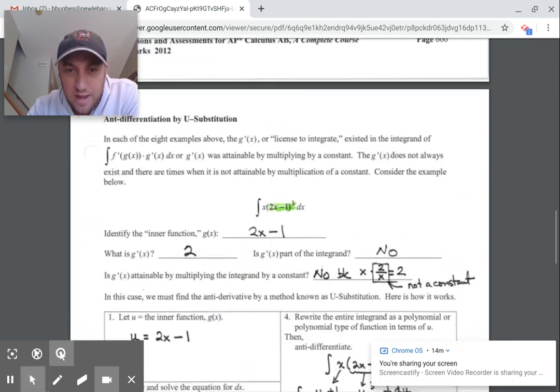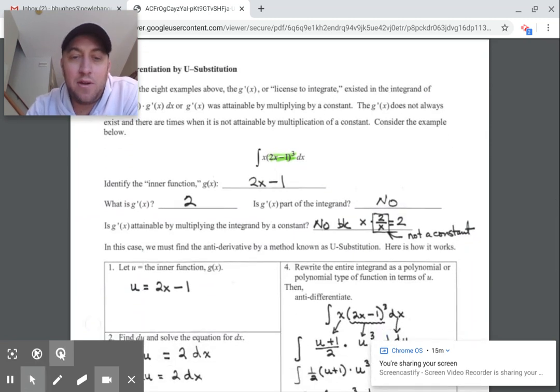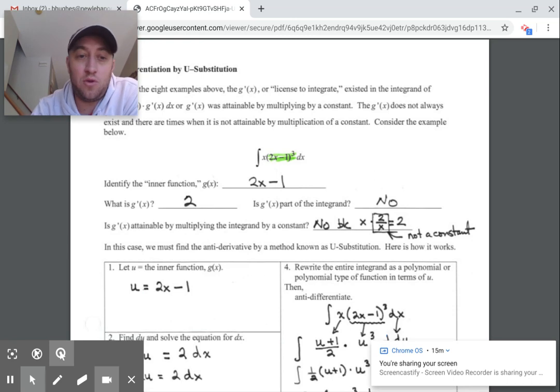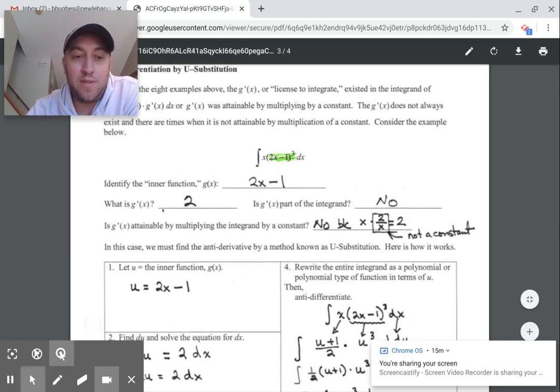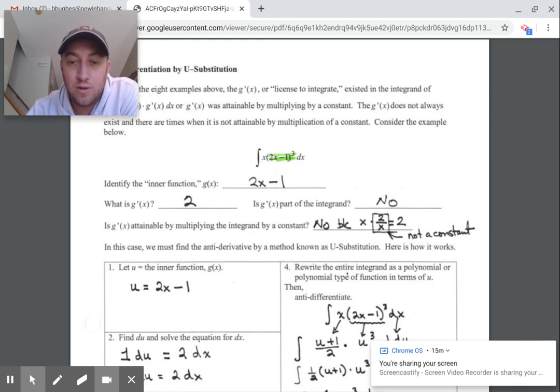looking at this example, now I have the integral of x times 2x minus 1 to the third power. So the inside part of that function is 2x minus 1. The derivative of that is 2. Is that part of the integrand? No, it's not. Is it attainable by multiplying the integrand by a constant? No, because there's no way that I can multiply x by a constant to get it to equal 2. No, 2 over x is not a constant.